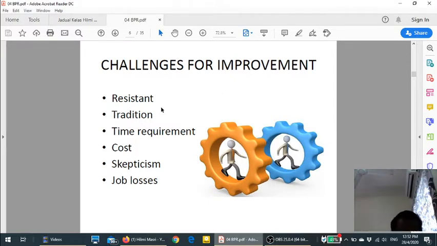Okay. The next one is skepticism, meaning people having doubt in you, and this is more towards your ability to manage, to lead, to show the residents and the tenants that you are a very good manager, that you can do your job, and that you can provide very good quality property management services. And right now, the last one is regarding job losses.